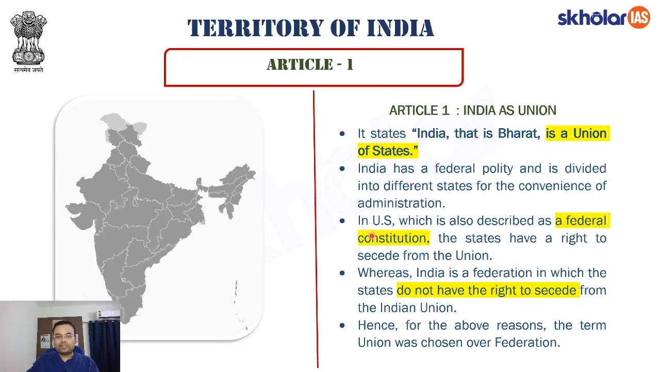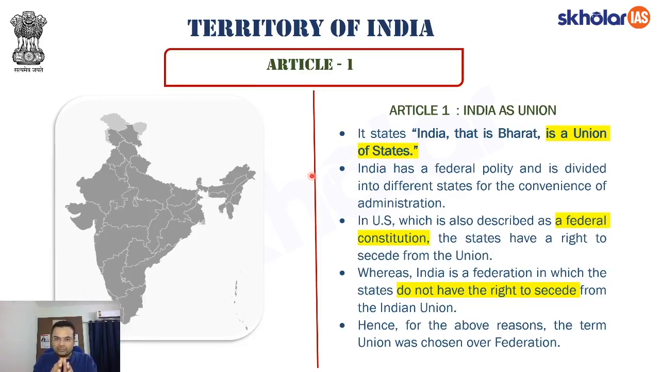Now when we talk about the United States of America, what we see is that it describes itself as a federal constitution, that is, states have the right to secede from the union, that is, they can defect away from the union. When we talk about India, what exactly do we see? That states in India do not have the right to defect away from the Indian Union, and hence India does not use the term federalism in order to explain the nature of the relationship between the units, that is states, and that of the center.